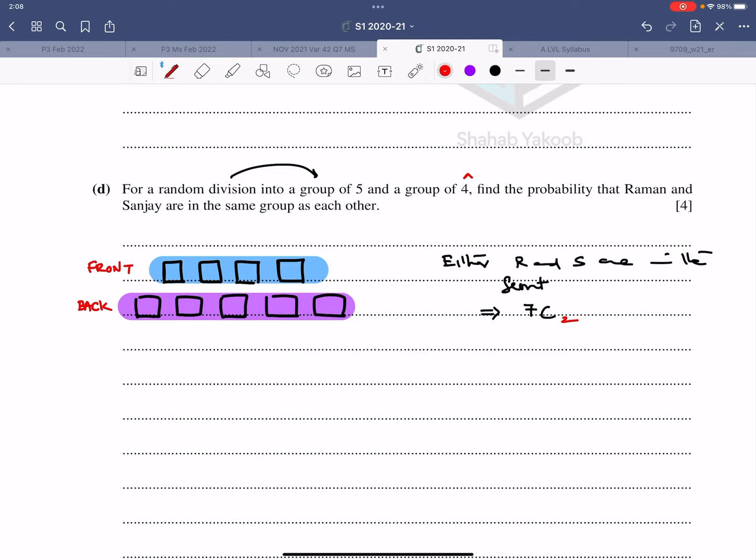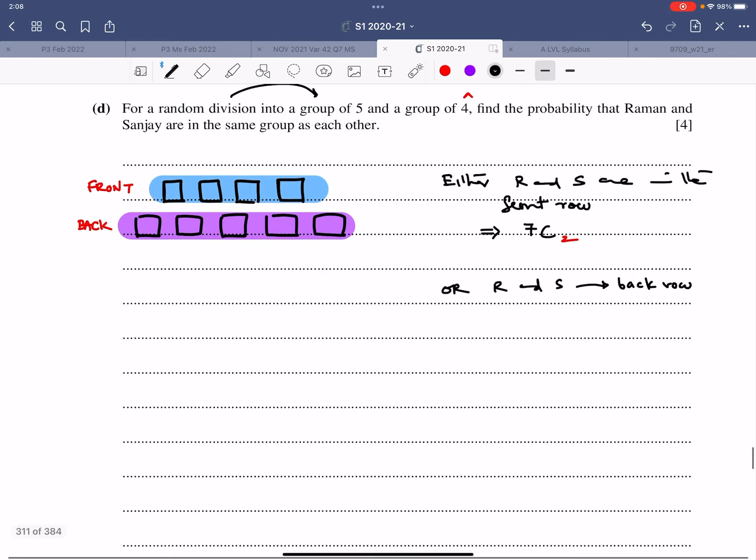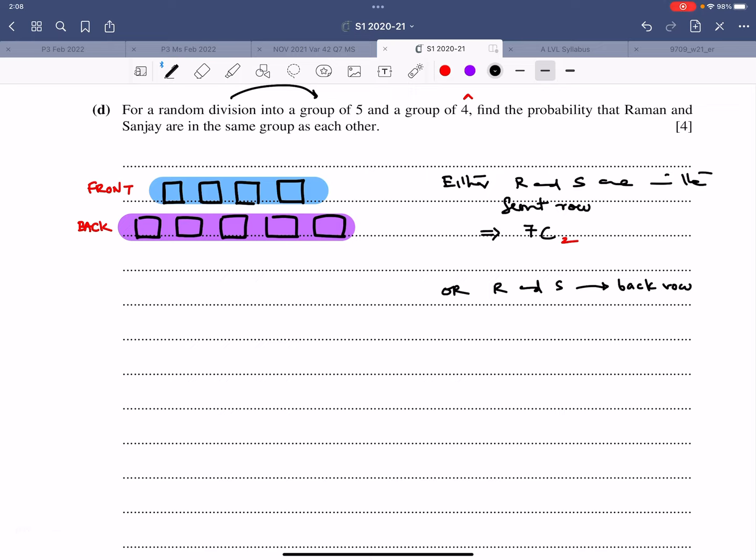So that is the first one. What is the other possibility? R and S are in the back row. This is the front row and they are in the back row, the same group as each other. This time this would be 7C3, because it's a 5-seater and R and S are in the back row. So that is why this is 7C3.